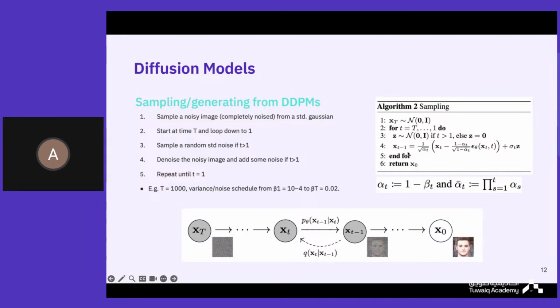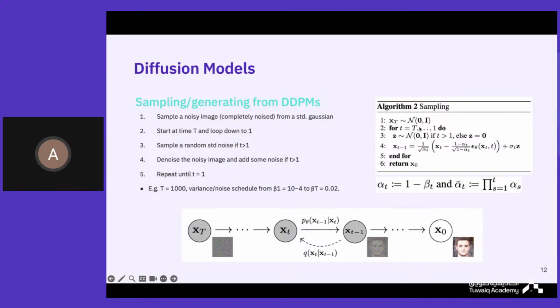But we will keep repeating with x at time t minus 1. We will input the same previous one, x at time t. We will predict the noise, subtract a scaled version of it from this noisy image, and keep repeating until we reach time 1 or until we are satisfied. But please bear with me on this part.